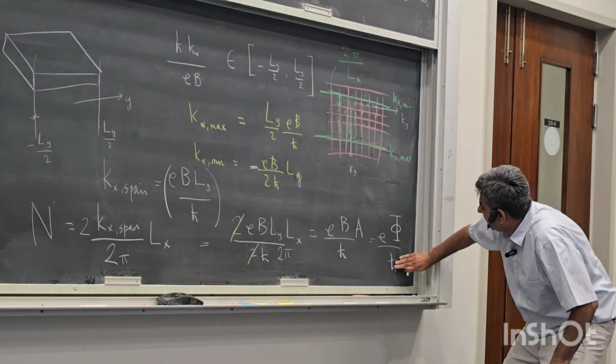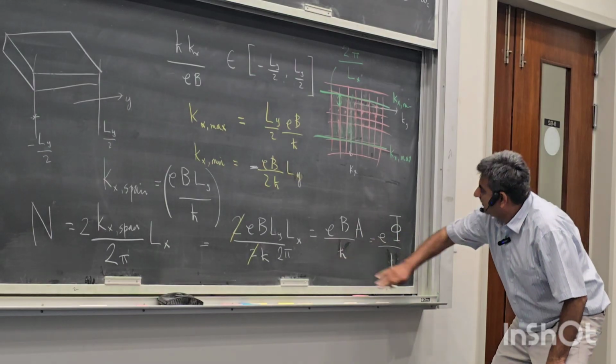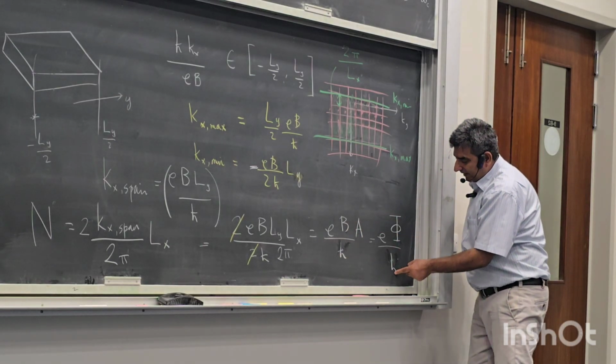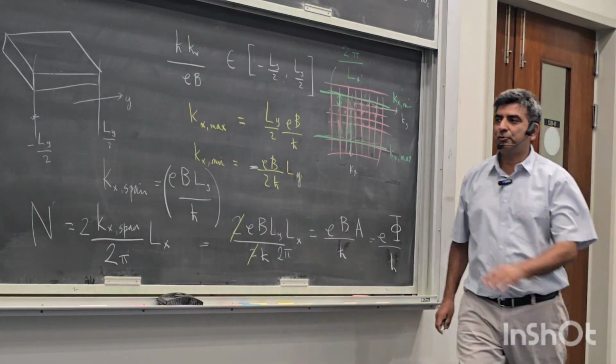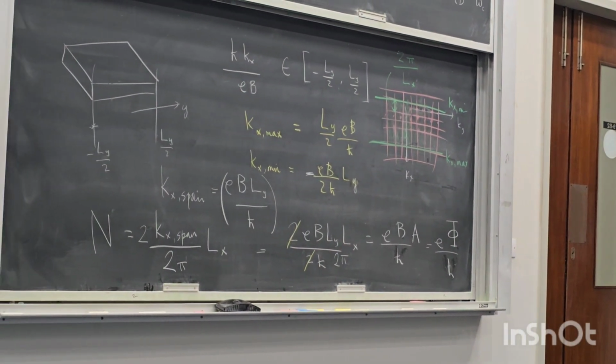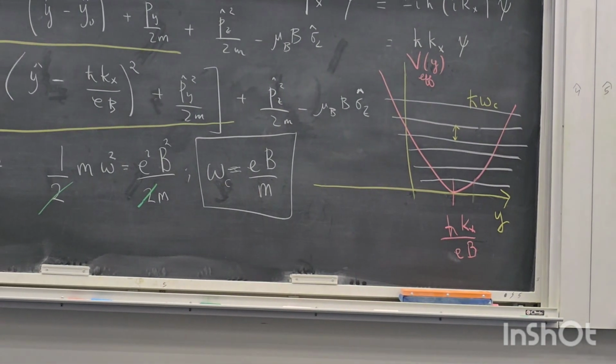So this becomes h. Now this is a flux. Field into area is flux. H over E is also a unit of flux. It's called a fluxon. Flux becomes quantized, and we're going to carry on this discussion in a week's time.